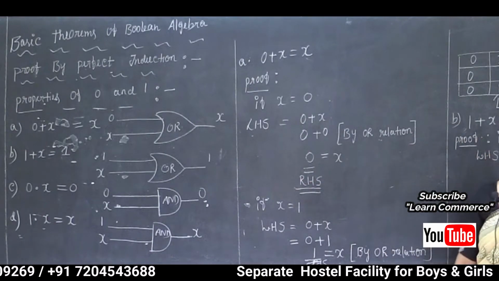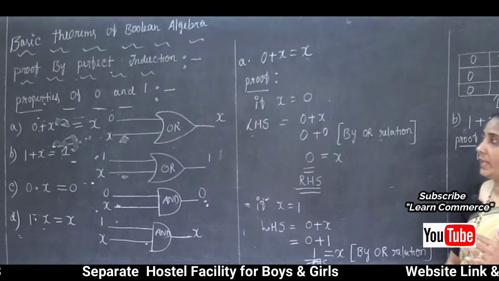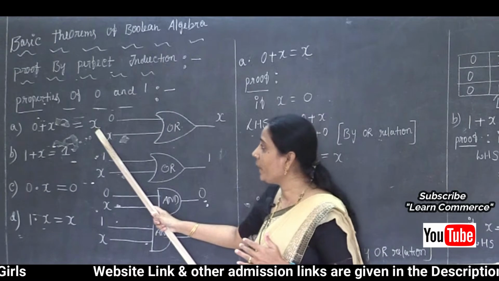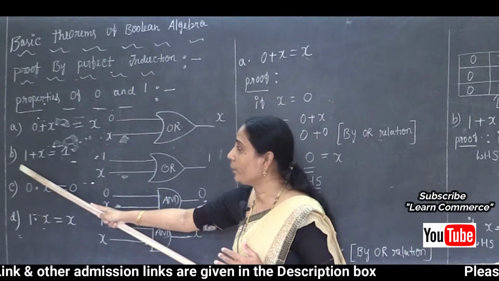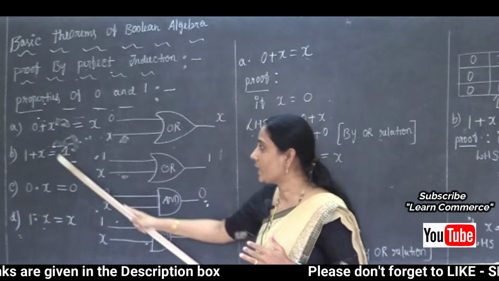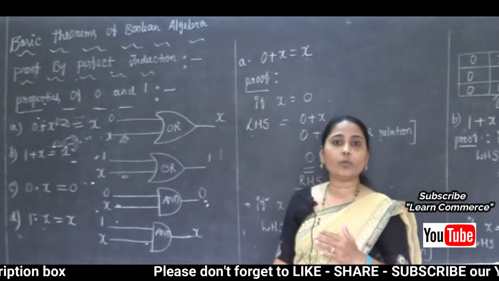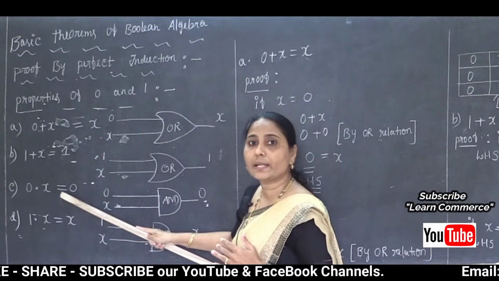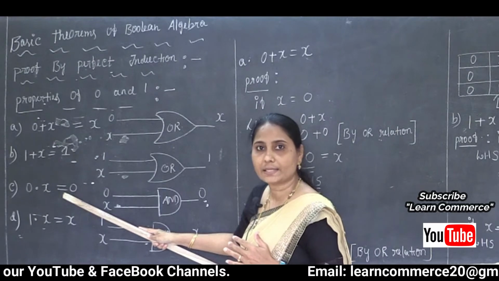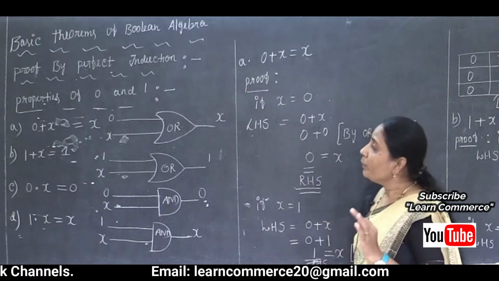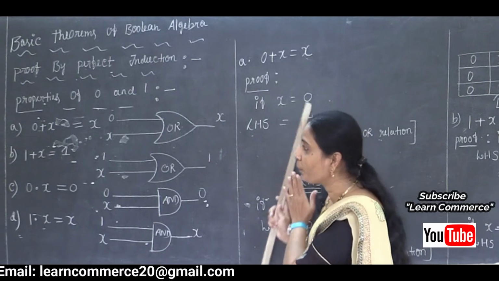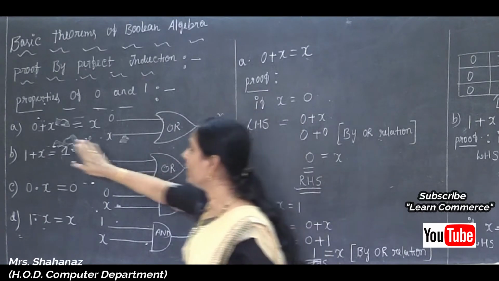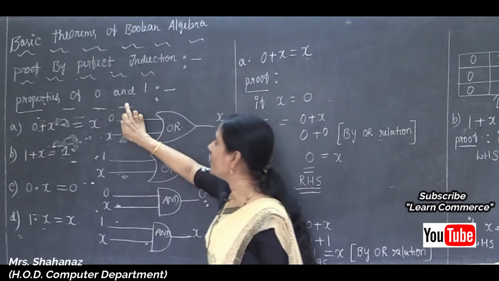We are going to prove everything one after another, and while proving we should get the value as x. While proving the second one, 1 plus x is equal to 1, the left-hand side should equal the right-hand side, and likewise for 0 and x, which equals 0 on the right-hand side. So we need to prove these. Before proving, let's draw the symbols for the properties of 0 and 1.